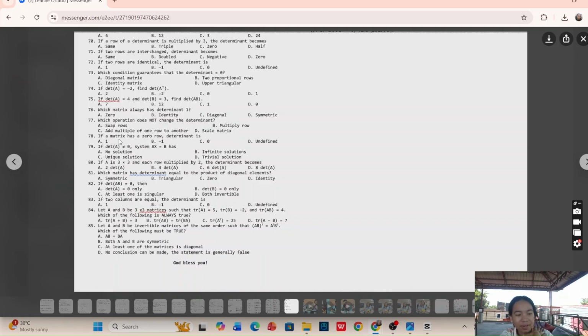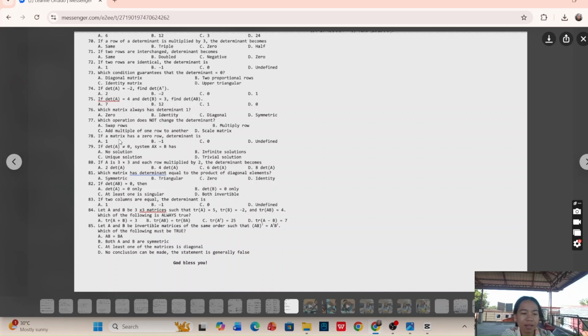Number 82. If determinant A times B equals 0, then A, determinant A is 0 only, B, determinant B is 0 only, C, at least 1 is singular, D, both invertible. So number 82 is letter C. If A times B equals 0, then at least one matrix is singular. And that is our number 82.